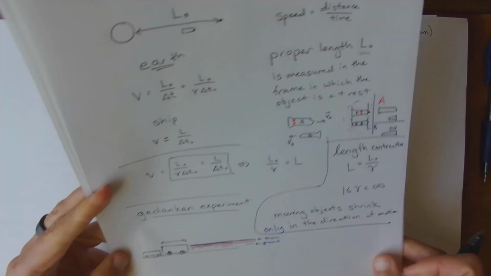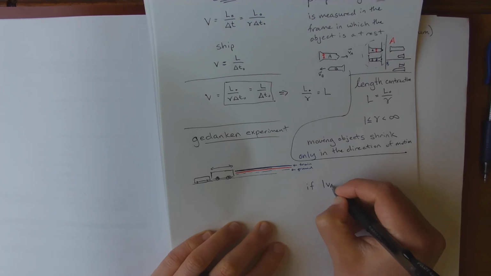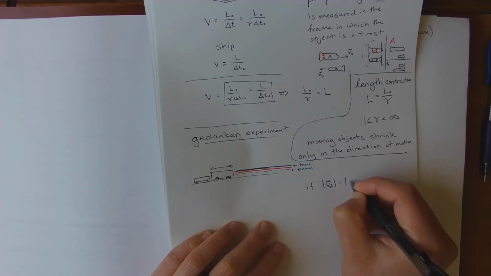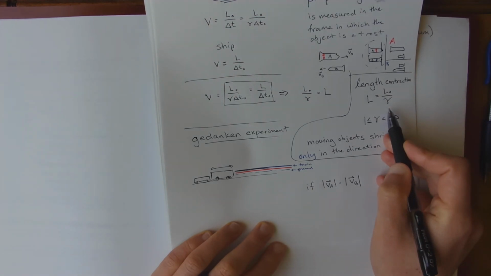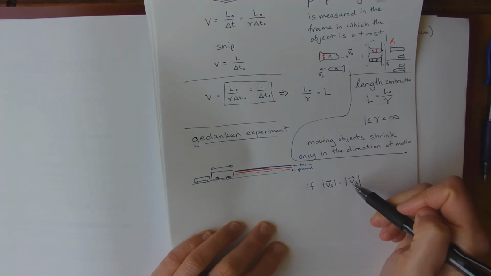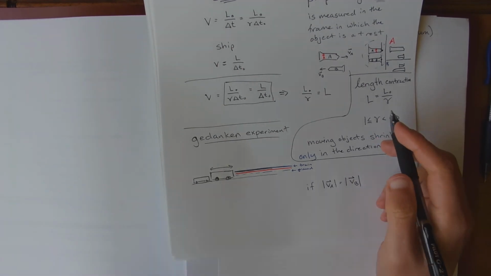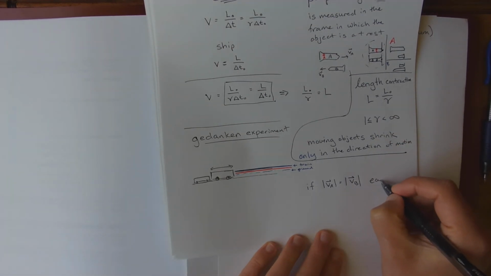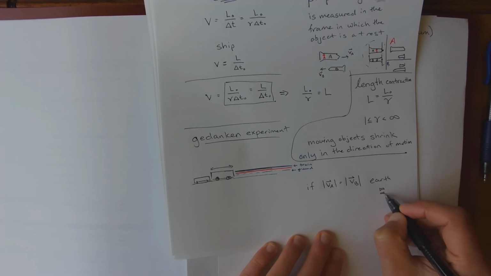However, let's jump down here. If the magnitude of velocity A is equal to the magnitude of velocity B, then gamma would be the same for both A and B relative to the Earth, so they'd both be shortened by the same amount relative to the Earth. So the observer on Earth would see both ships being shorter, but still lining up at the same time.